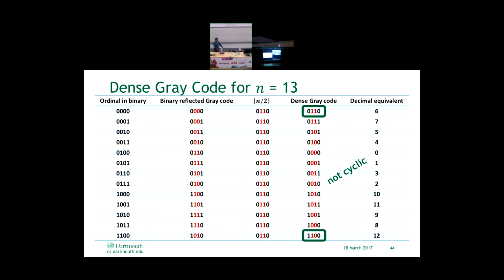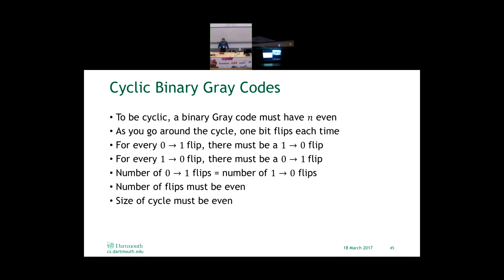So the idea here is you're going around a cycle, and 1 bit flips every time as you go from number to number if it's a gray code. And every time a bit flips from 0 to 1, there better be a flip from 1 to 0 in that bit because you're going to end up where you started. And every time a bit flips 1 to 0, there better be a flip 0 to 1 in that bit because you're ending up where you started. And therefore, the number of 0 to 1 flips equals the number of 1 to 0 flips, and it's 1 flip per number. So that means that the number of flips has to be even, and therefore the length of the cycle has to be even. So we knew already that we didn't have to worry about n being odd.